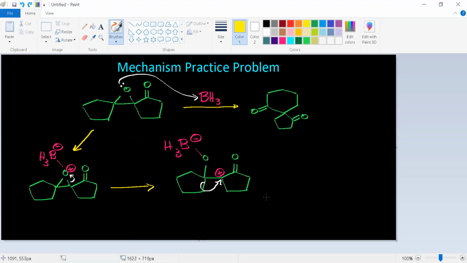We do this to satisfy that positive charge. Satisfying the positive charge gets us to this next intermediate. So this is our final intermediate. Our next product is going to be our final product. So that's nice.